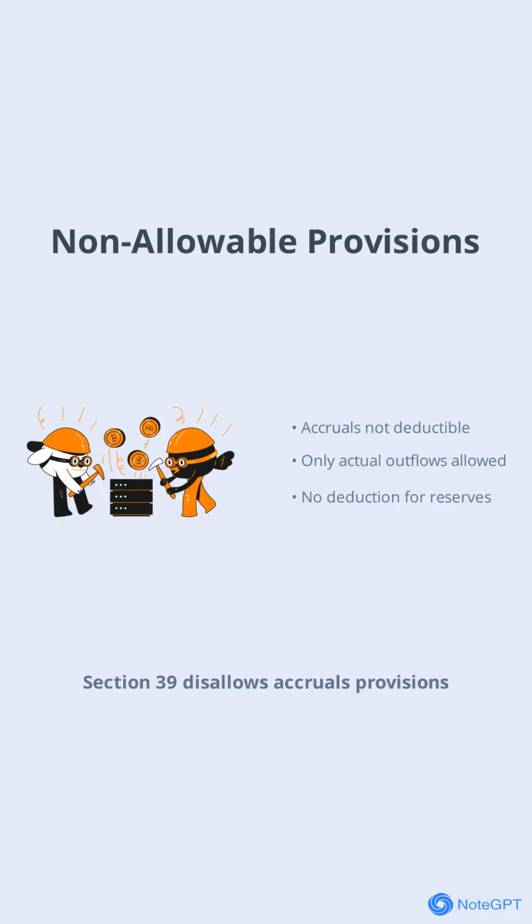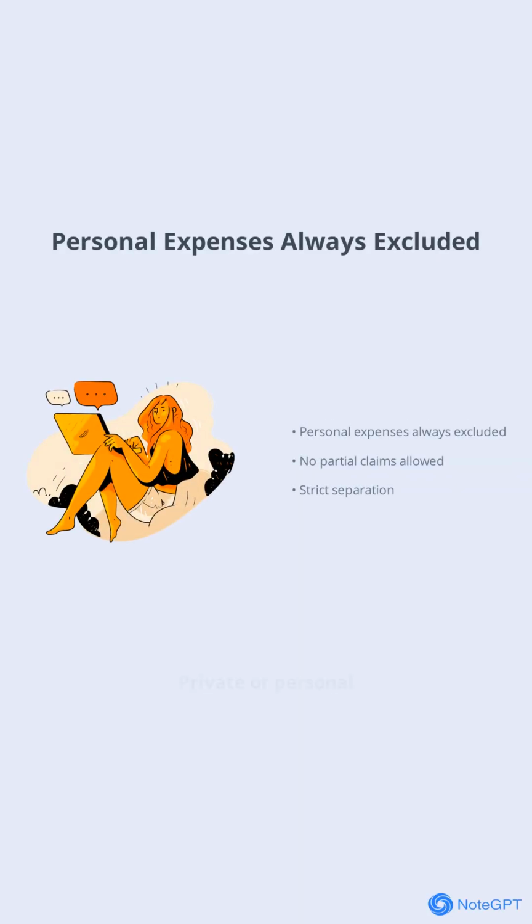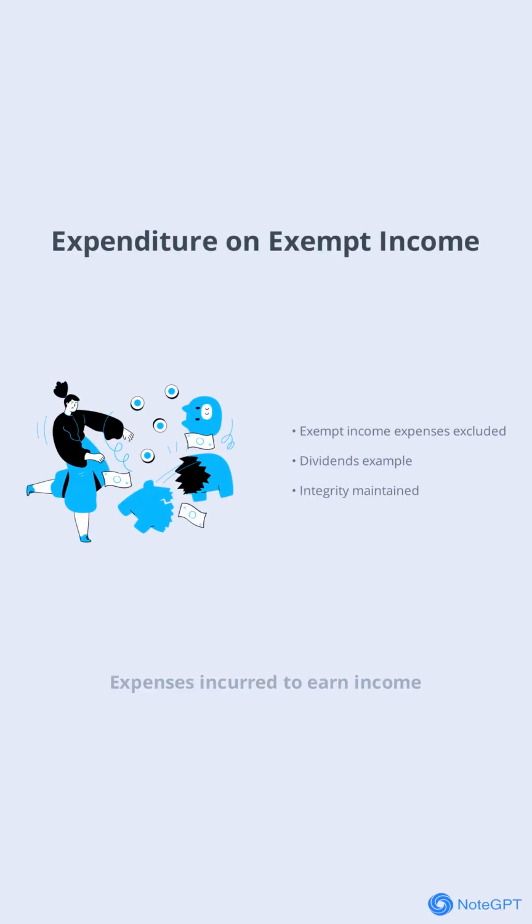Section 39 disallows accruals, provisions, or reserves that are not actual outflows. This means you can't claim a deduction for money you haven't actually spent. Only real, incurred expenses count for tax deduction purposes. Private or personal expenses are always non-deductible, even if they are partly related to business. The law is very clear on this point: if an expense has any personal element, it cannot be claimed as a business deduction. Expenses incurred to earn income that is exempt under the law, such as certain dividends, cannot be deducted. This ensures that only expenses related to taxable income are considered for deduction, maintaining the integrity of the tax system.